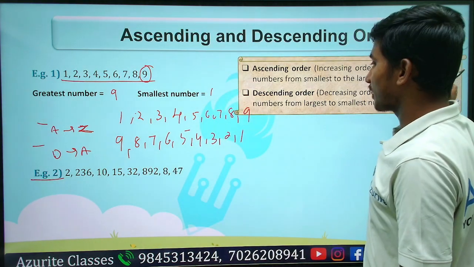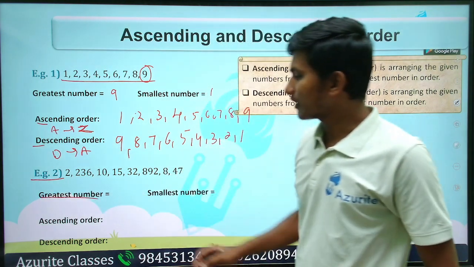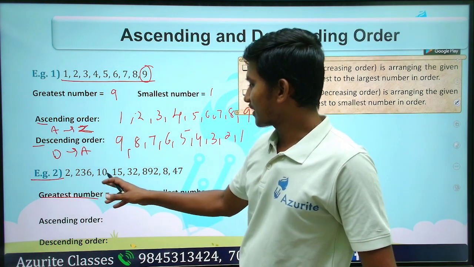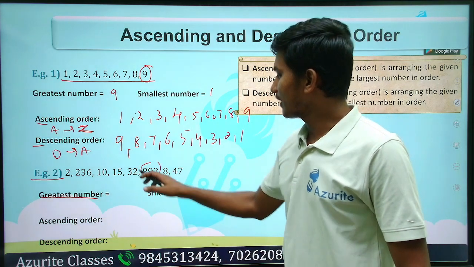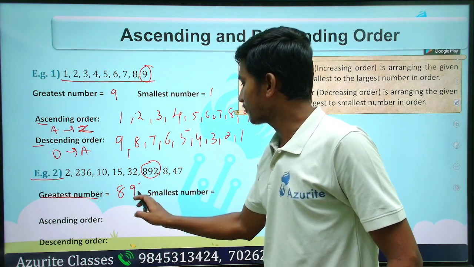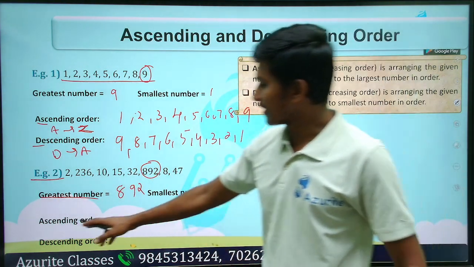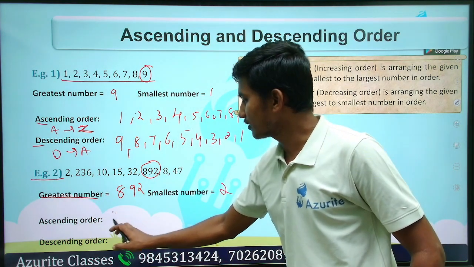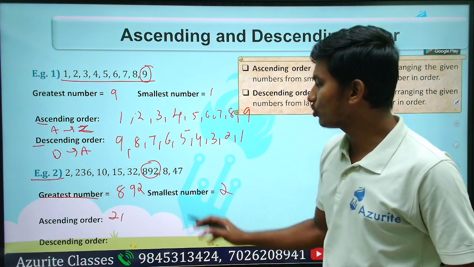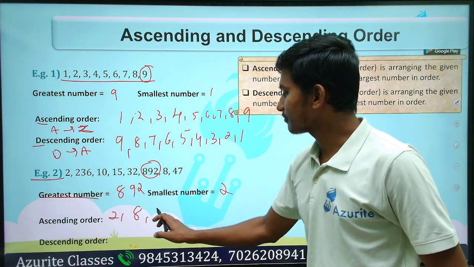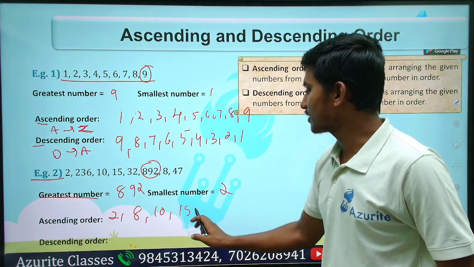We have to write both ascending and descending order. For that, finding the greatest number will be easy for us. So 2, 236, 10, 15, 32, 892, 8 and 47. Which is the bigger number? 892. Smallest is 2. So what will be the ascending? Small to big. First we write the smaller one, 2. After that, which is smaller? Next, little bigger than 2 is 8. Good. After that is 10, and then how much? Yes, 15.